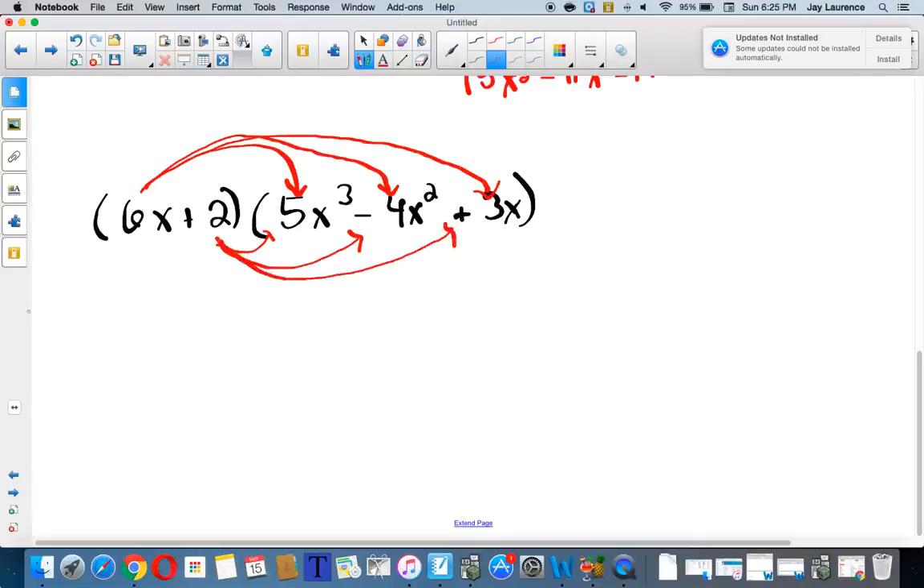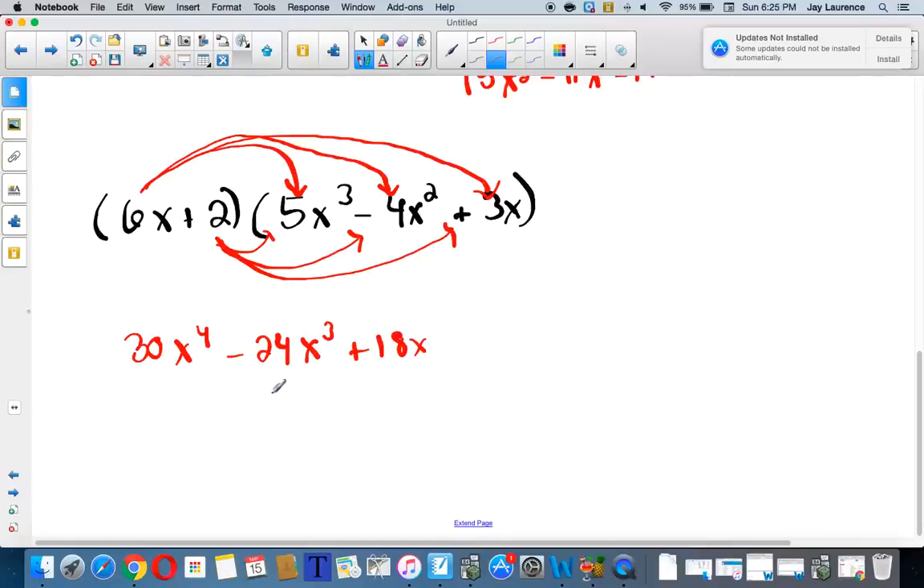And there we go. So I'm going to multiply. Uh-oh, I lost my pen. As Jarrett Dietrich would say, my famous highlighter, airliner, excuse me. 6x times 5x cubed will be 30x to the 4th. And then 6x times negative 4x squared will be a negative 24x cubed. And then 6x times 3x will be an 18x.